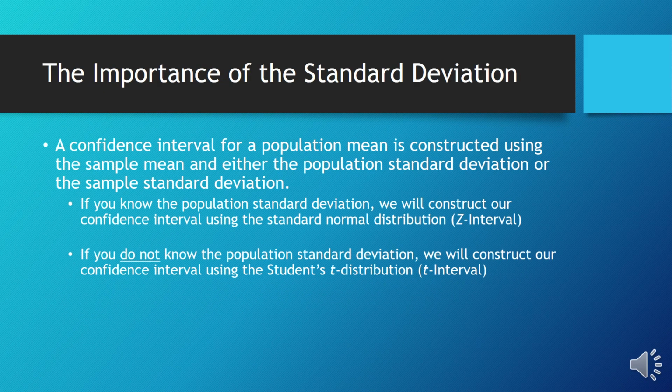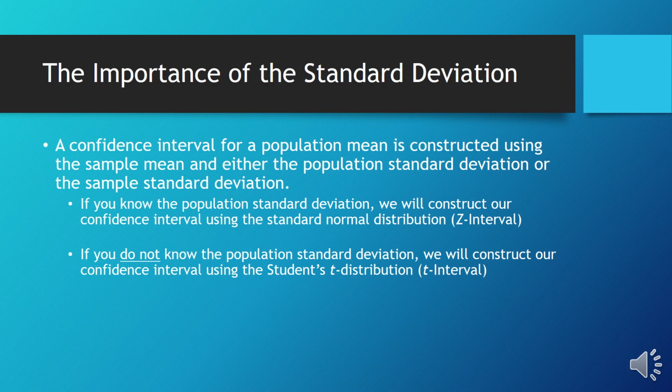Now, before I talk about any specific formulas, I want to talk about something I mentioned on the last page, which was the importance of the standard deviation. A confidence interval for a population mean is constructed using the sample mean and either the population standard deviation or the sample standard deviation. If you do know the population standard deviation, then you will construct your confidence interval using the standard normal distribution. On your calculator, this will be referred to as a z-interval.